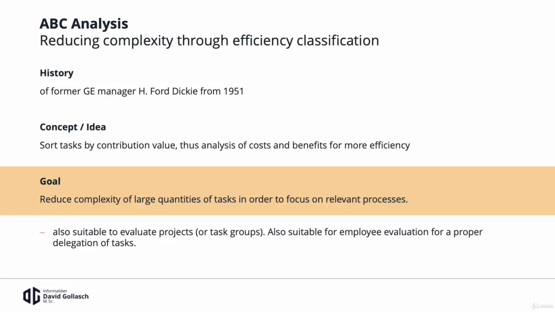So his idea was that we want to sort tasks by the contribution value, meaning that we have to analyze the costs and the benefits of all those tasks that we have here, and evaluate them based on these A, B, and C categories that I show you on the next slide, to get more efficient when fulfilling tasks. So our goal is to reduce complexity of large quantities of tasks in order to focus on relevant processes.